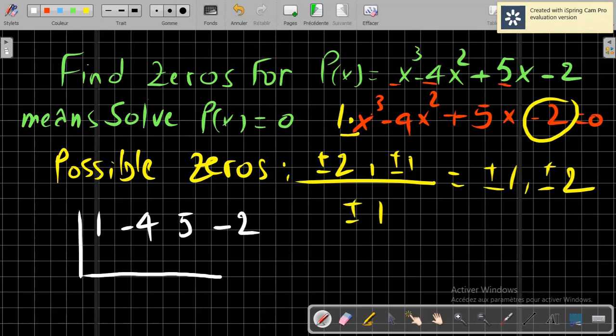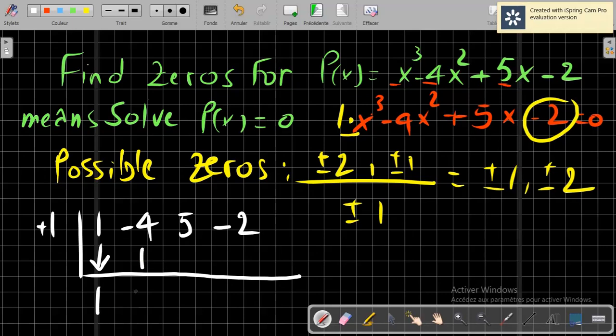Then I will go through my synthetic division. I have plus 1, negative 1, plus 2 and negative 2 as possible zeros. I'm going to go with plus 1 as a start to check which one of them is a real zero. How do we know if it's a real zero or not? We will see. I drop down the 1. 1 times 1 is equal to 1.